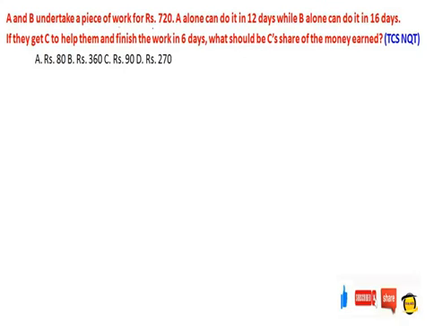A and B undertake a piece of work for rupees 720. A alone can do it in 12 days and B can do it in 16 days. If they get C to help them in the work and finish off the work in 6 days, what should be C's share in the money earned?